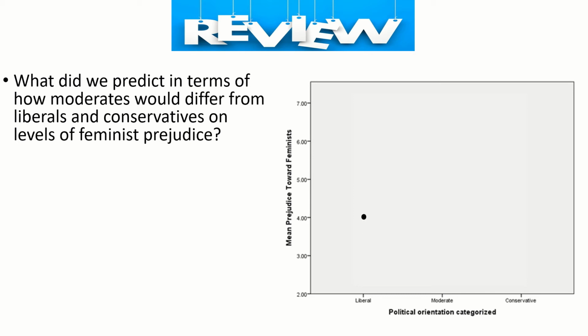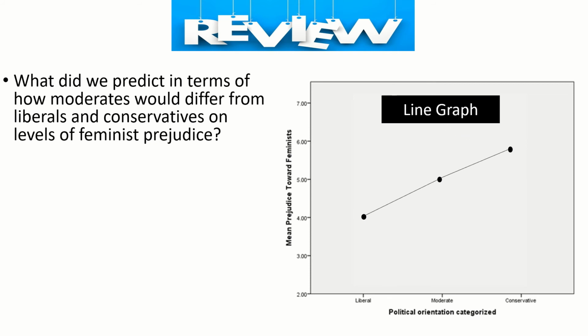Right? And we already know from the independent samples t-test that conservatives reported much more feminist prejudice than liberals. So it's really thinking about how moderates would actually score on feminist prejudice when compared to liberals and conservatives. And we reasoned that because moderates are supposed to be in the political middle, the middle ground here, they would score in between liberals and conservatives. And now also introduce you to a new graph here, a line graph. So if we connect the dots here with lines, we get a line graph.